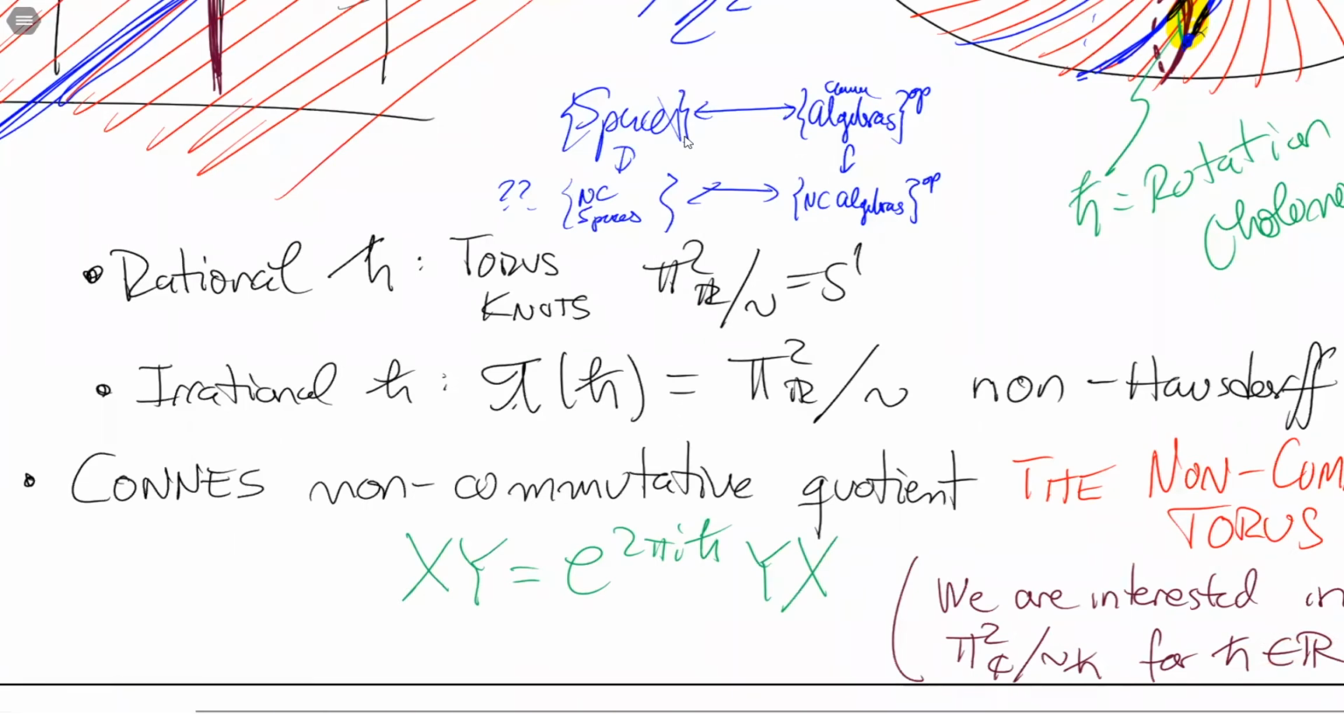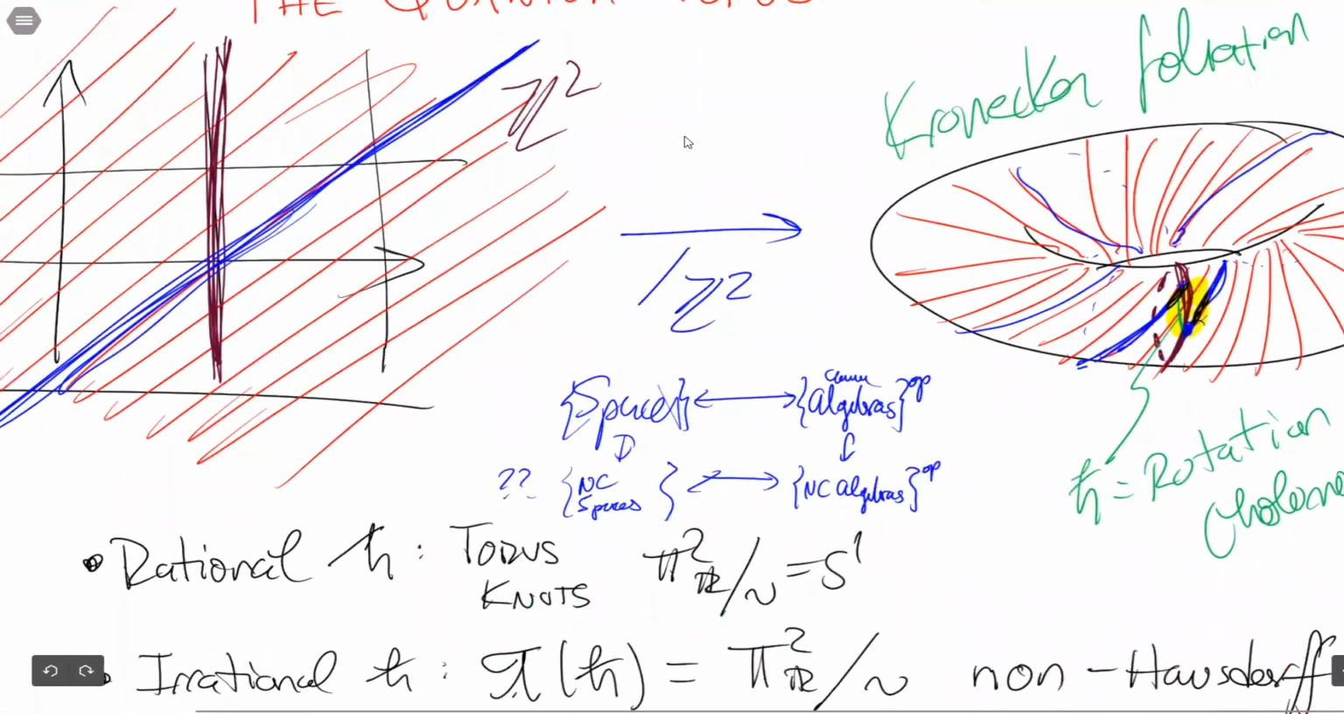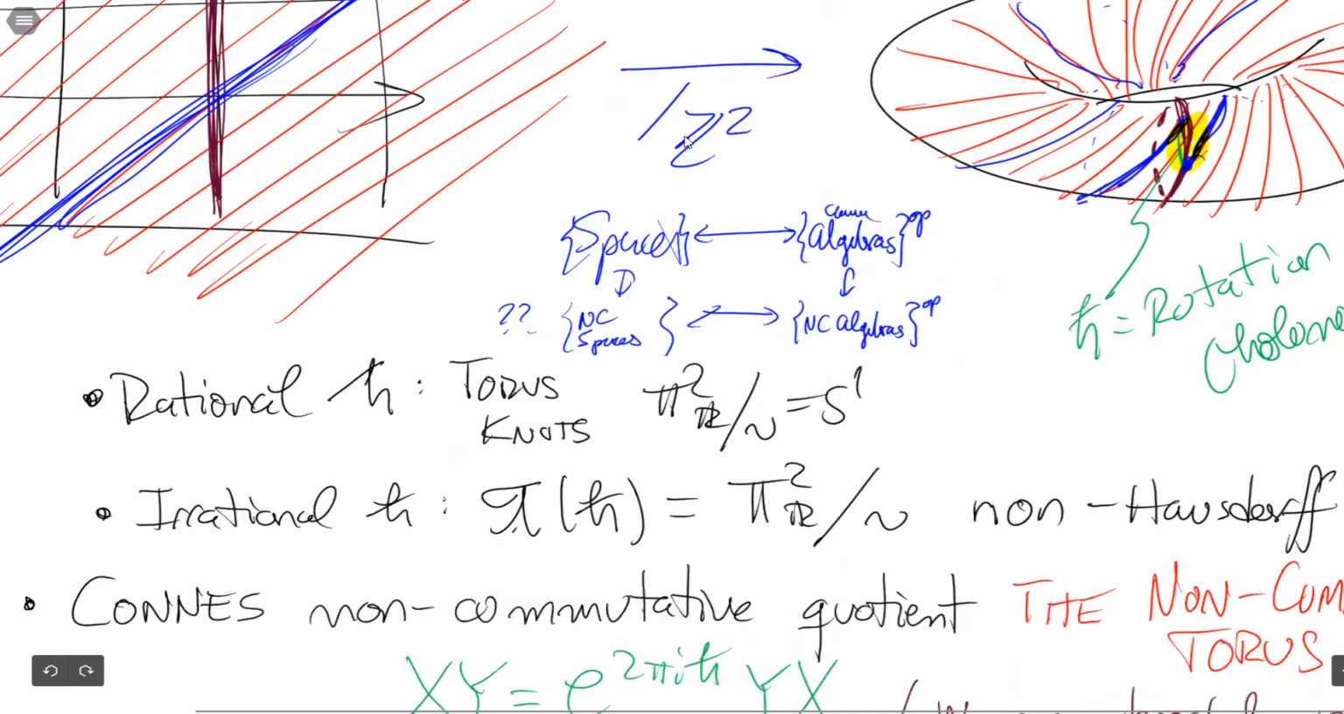And so from now on, think of h bar as a real number, and think that this is the algebra associated to the non-commutative torus. This is the so-called non-commutative torus, the non-commutative space whose algebra is that one. And it comes as the non-commutative quotient of the T2 divided by this equivalence relation of the Kronecker foliation.